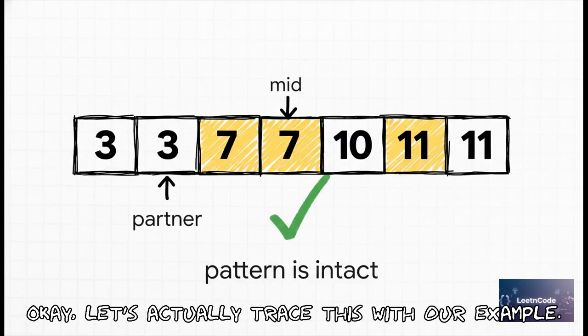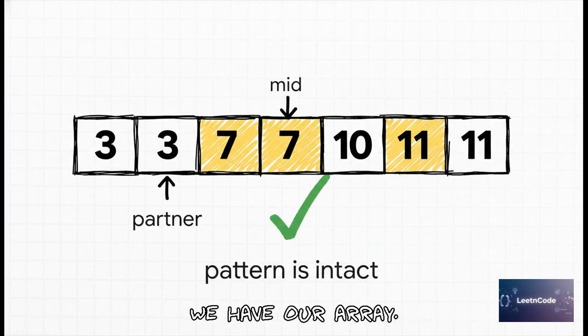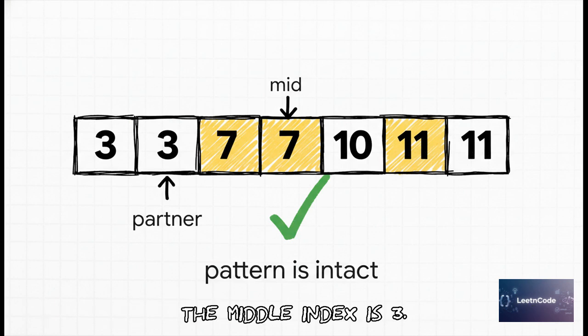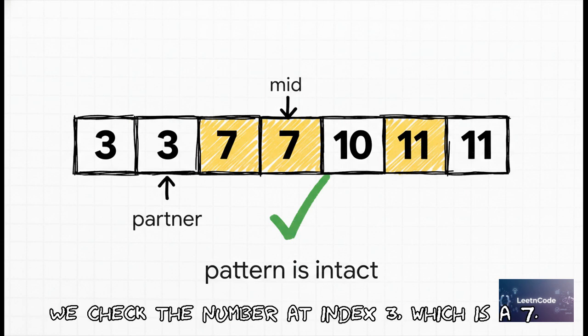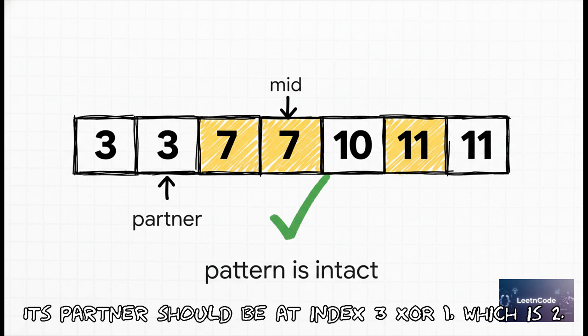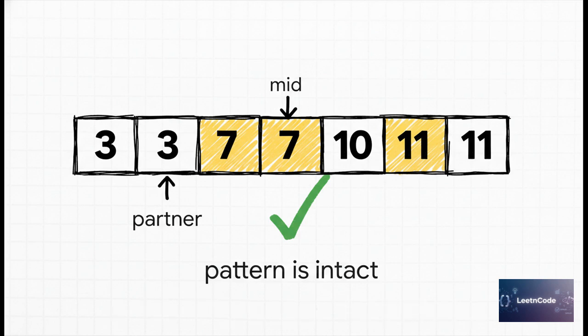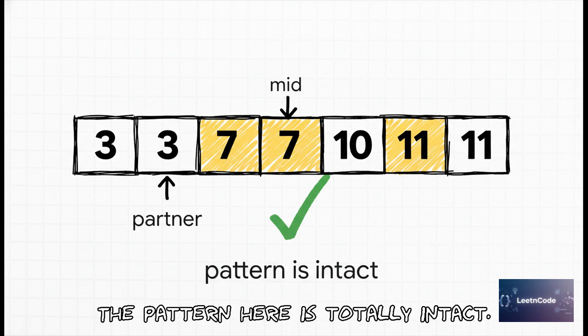Okay, let's actually trace this with our example. We have our array. Our search starts from index 0 all the way to 6. The middle index is 3. We check the number at index 3, which is a 7. Its partner should be at index 3 XOR 1, which is 2. The number at index 2 is also a 7. They match. Perfectly. The pattern here is totally intact.